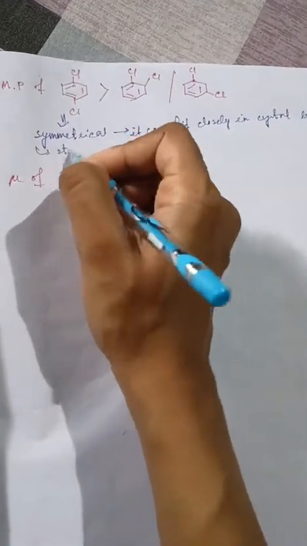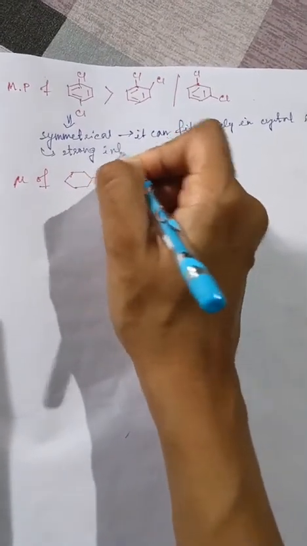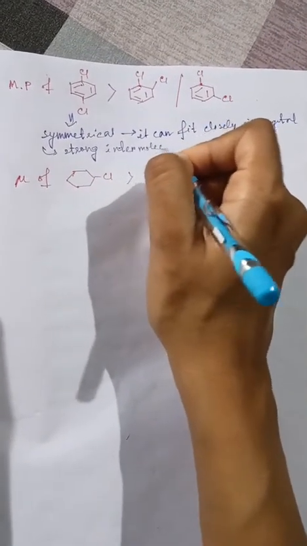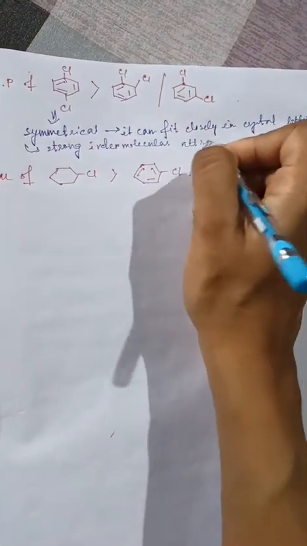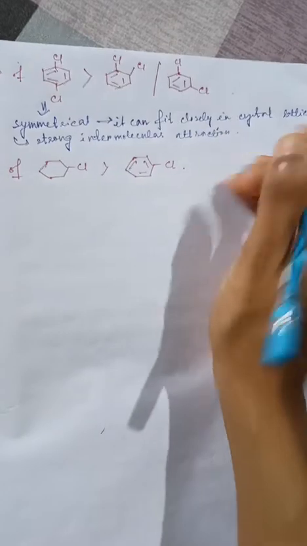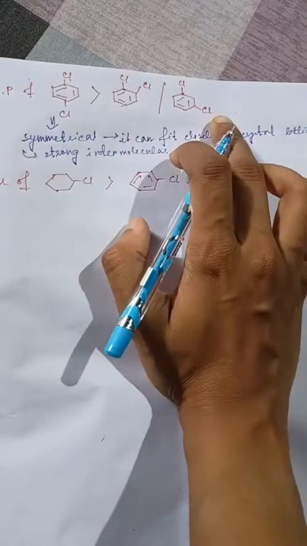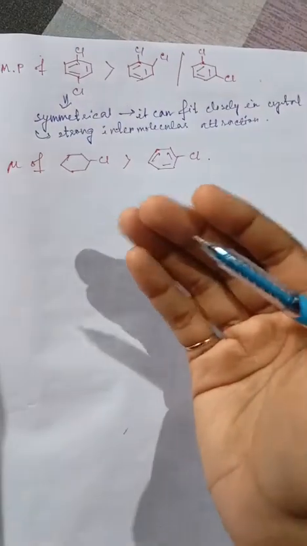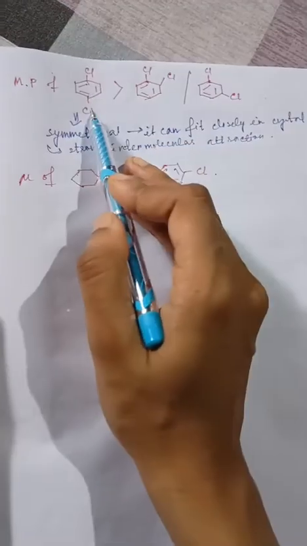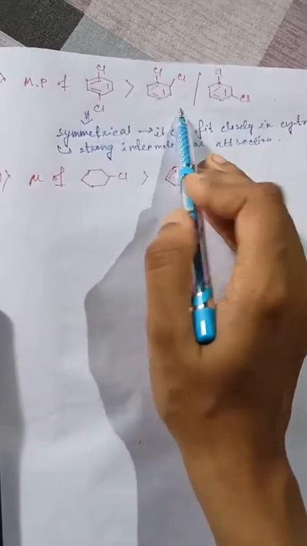So now they have very strong intermolecular attraction. So when there is more intermolecular force of attraction than the ortho and meta isomers, melting point means you are melting. So during the melting or dissolution process, when the crystal lattice breaks, a very large amount of energy you have to put, otherwise they won't melt, they won't dissolve, right? That's why the melting point of this para isomer is greater than this ortho or meta isomer.